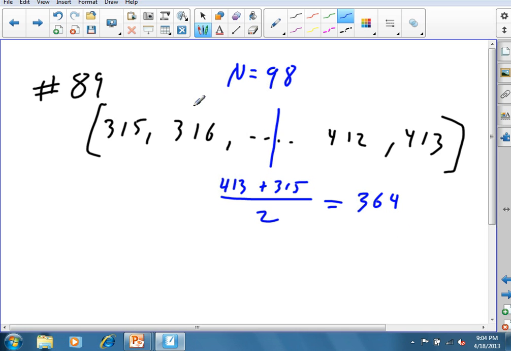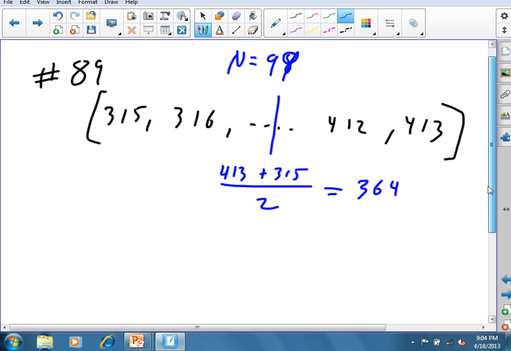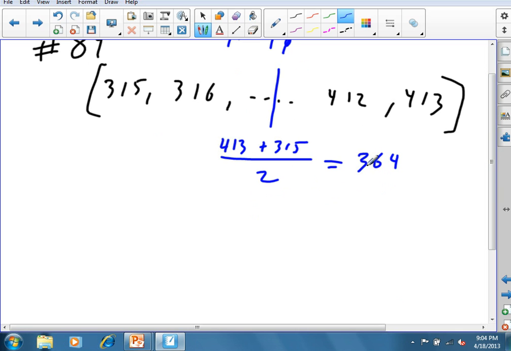No, there's 99 data points. Because at 414, that would be 100. And when I count 415, that'd be 101. So I have 99 data points. All right. And the mean is 364.